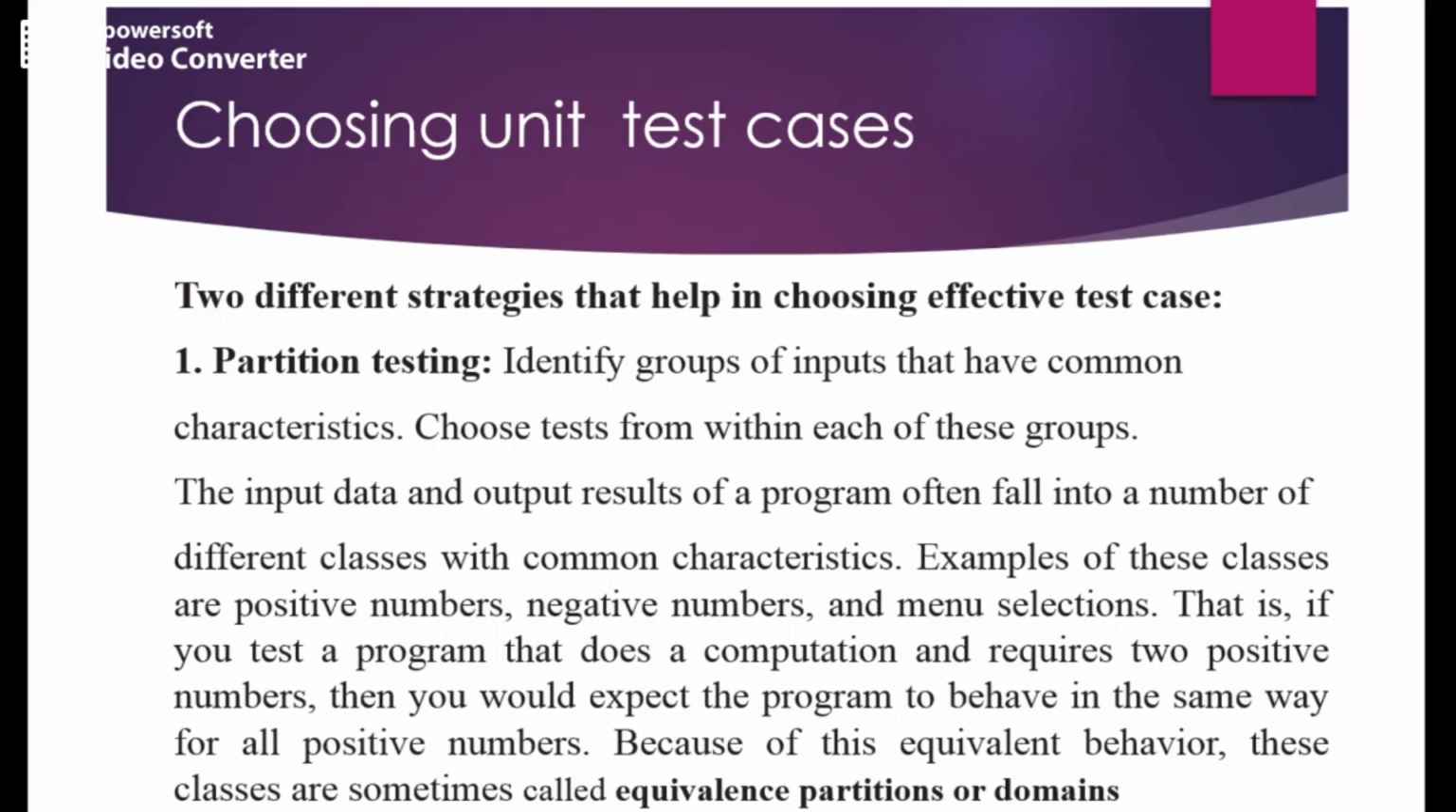If you have written a program and you are testing it, when you do partition testing you are doing partition for the input groups only. If I give two positive values, I should get a positive output. If I give two negative values, then a negative output. Because of this equivalent behavior, each class is called an equivalence class or partition, also called domains.